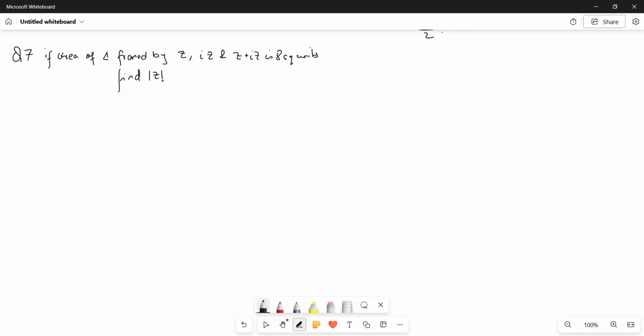What is the nature of the triangle? Triangle formed by Z, iZ and Z plus iZ.